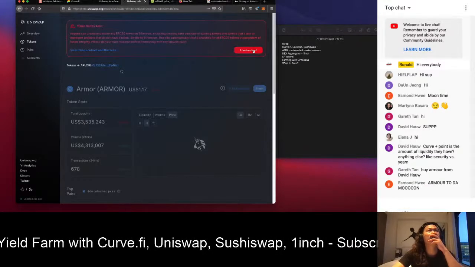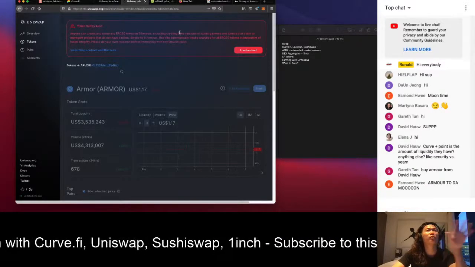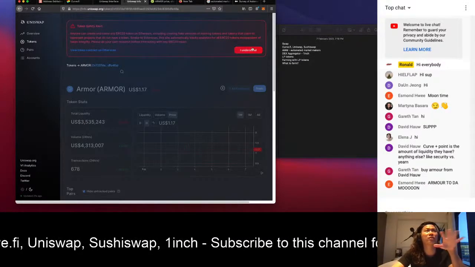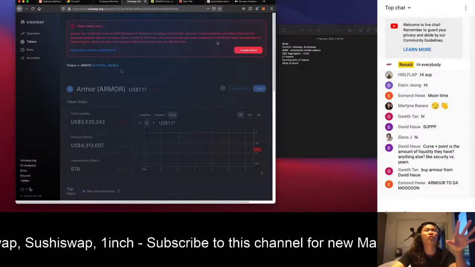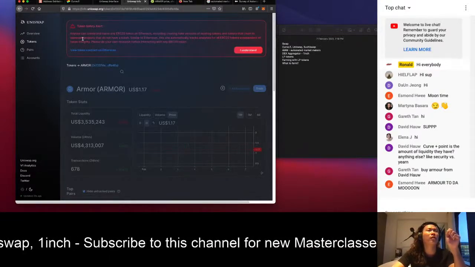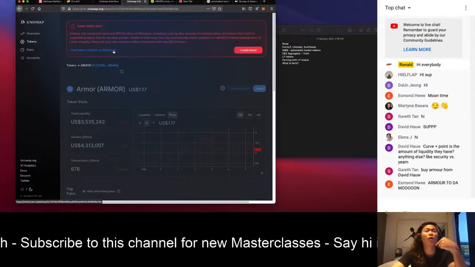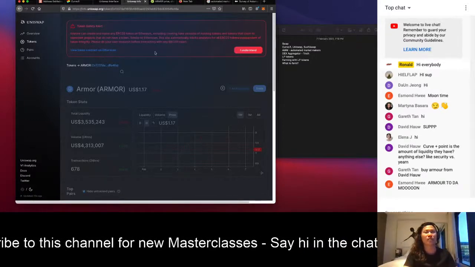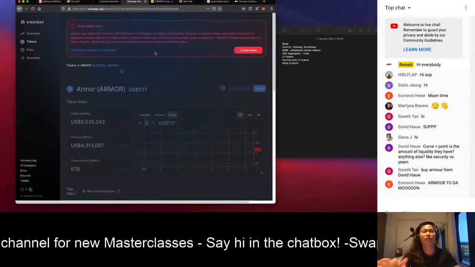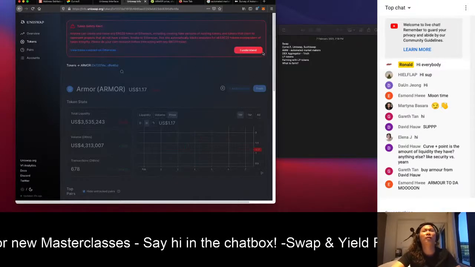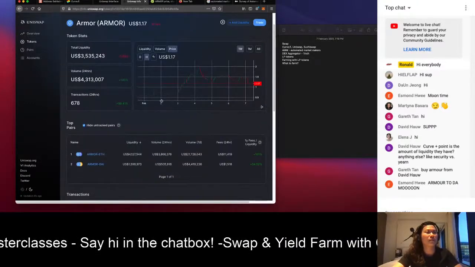All right, yes, I understand. This is again, they're telling you there are many fake versions of existing tokens. Please be careful. So always use the address. I always use the address. I don't just type Armor because I don't know which Armor is going to come out. Right, so it's kind of dangerous. I use the contract.